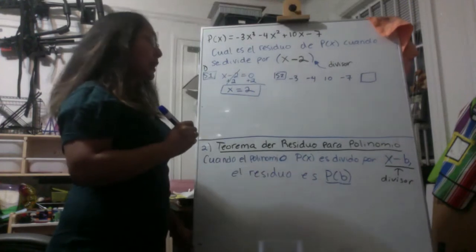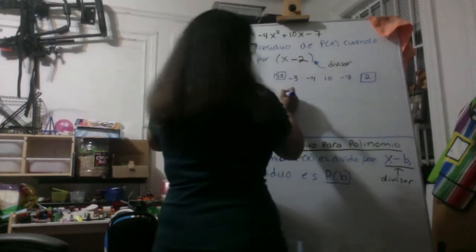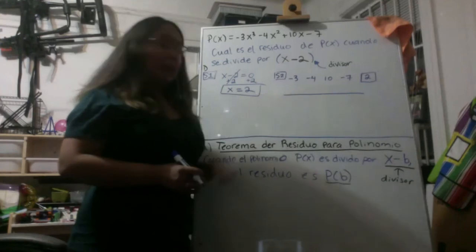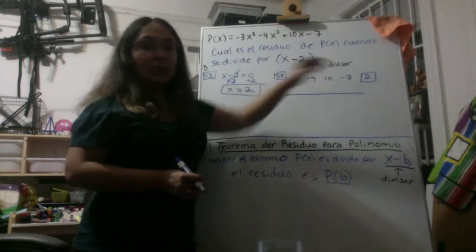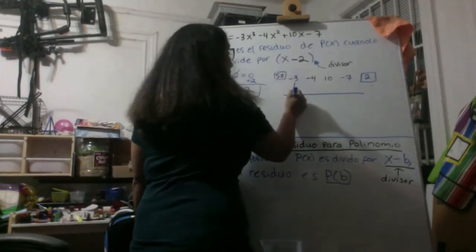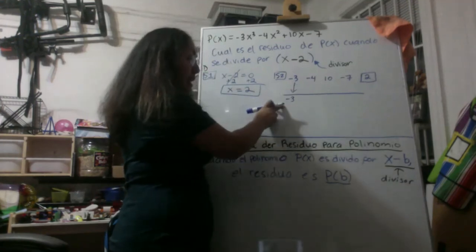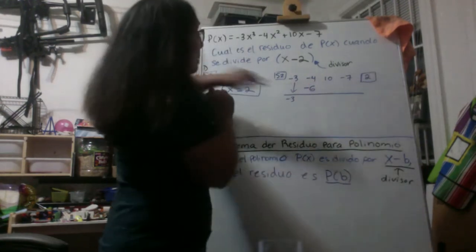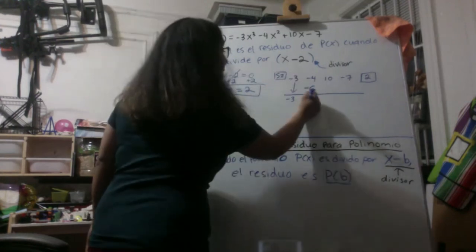Después dibujo una cajita y lo que me dio en paso 1, positivo 2, es lo que va en esa cajita. Después voy a escribir mi línea aquí y voy a dejar una fila para los números que bajamos. El primer número se baja normal. Y vas a multiplicar ese número que bajaste después de la línea con el número en la cajita y me da negativo 6. Vamos a sumar negativo 4 con negativo 6 y me da negativo 10.